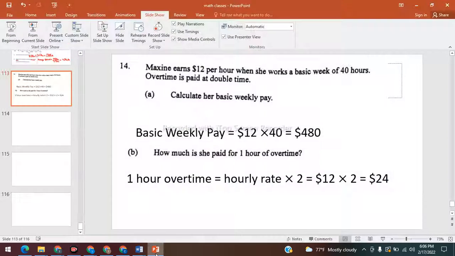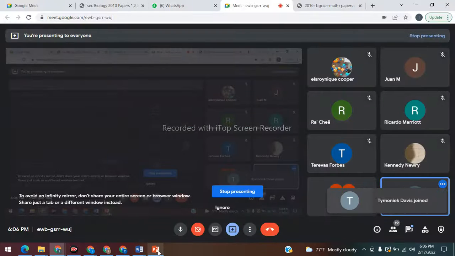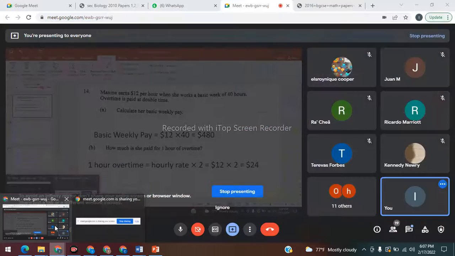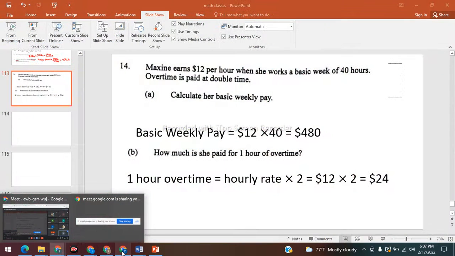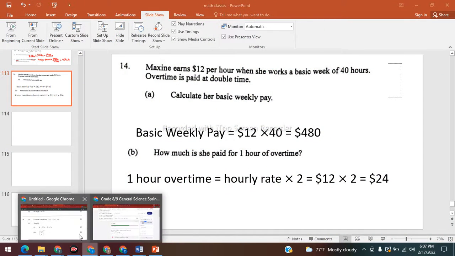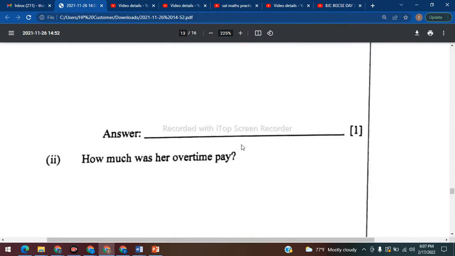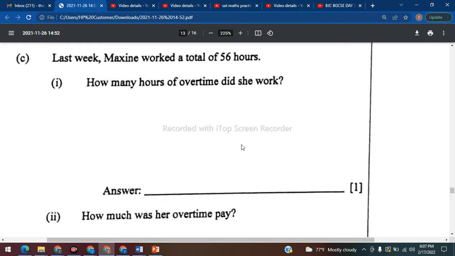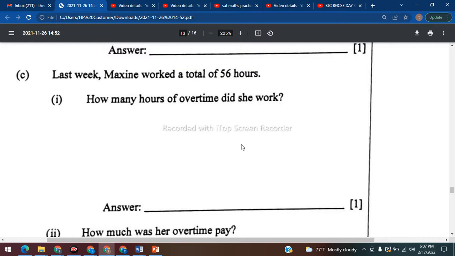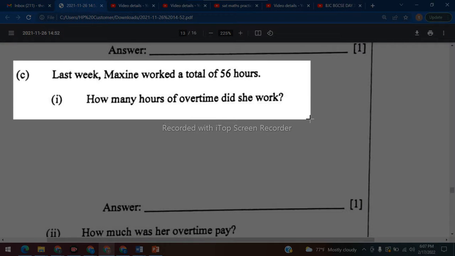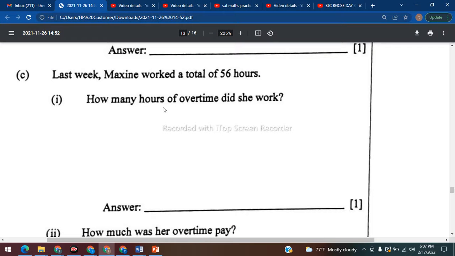All right. Okay, so she gets paid $24 per hour for overtime. So now it says here, let me go back to the question. Which one are we on? Yeah, this one. Okay, so last week, write this down for me. Last week, Maxine worked a total of 46 hours. How many hours of overtime did she work?